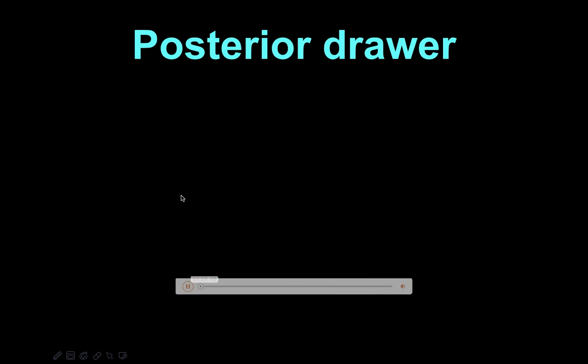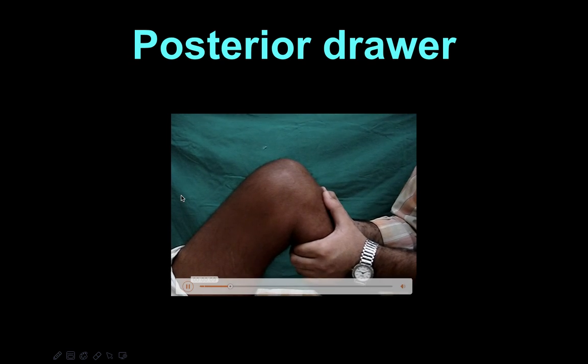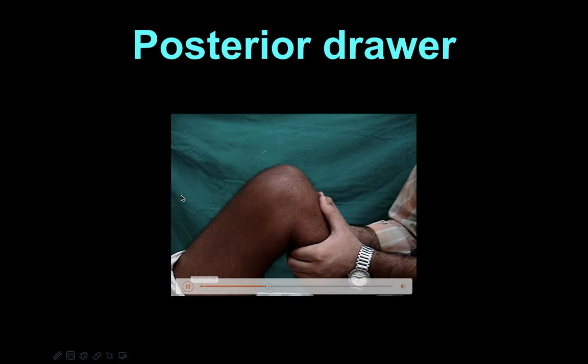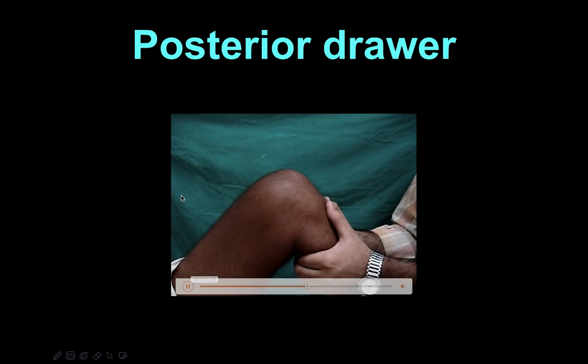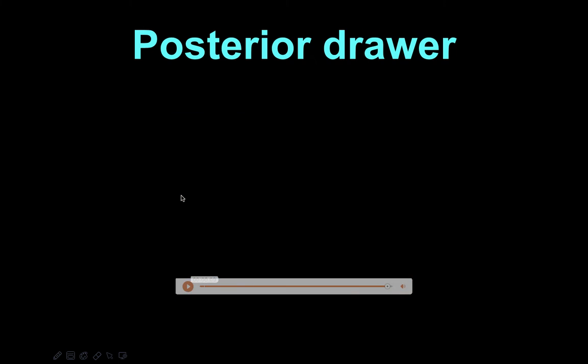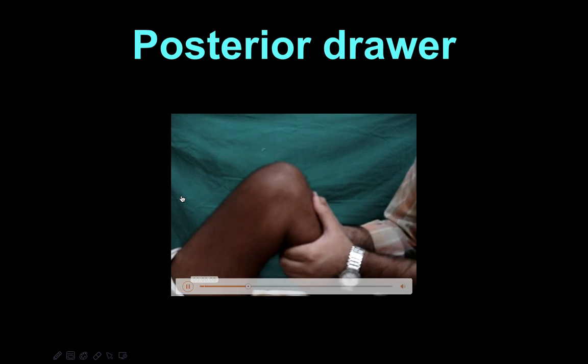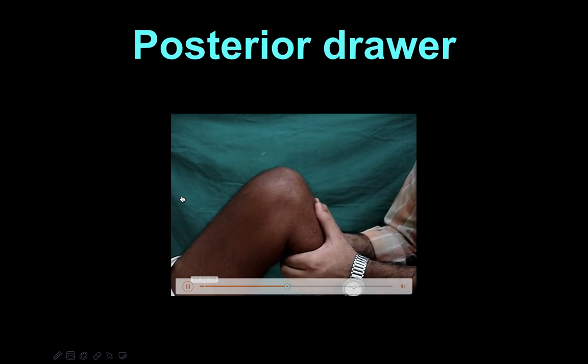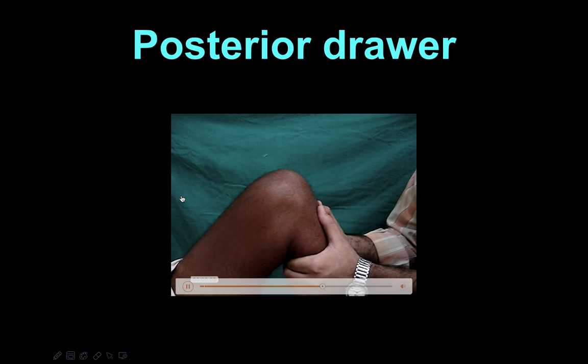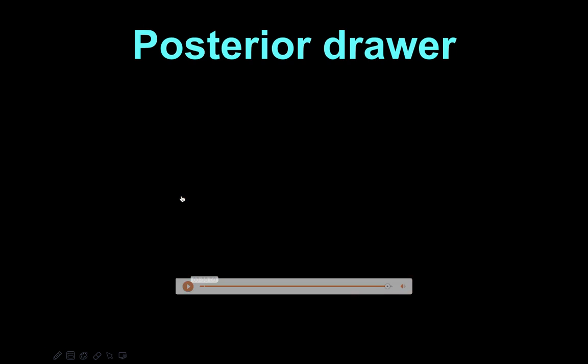Now to perform this test, the examiner holds the upper part of the leg and keeps both thumbs in front of the tibia, just like in the anterior drawer test, and gives a posterior push to the upper part of the leg. Any deviation of more than 10 mm or a soft end indicates posterior cruciate ligament injury.